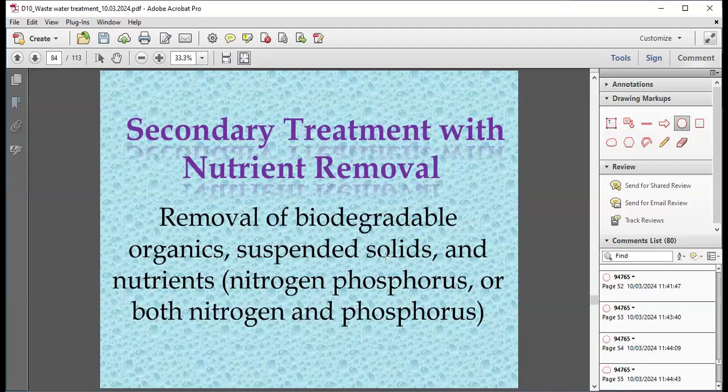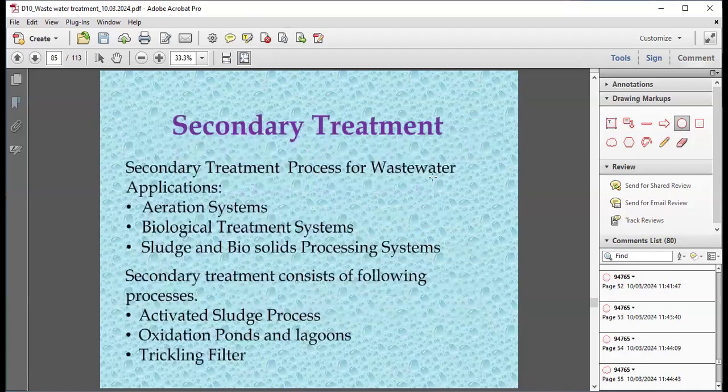So removal of biodegradable organics, suspended solids, and both nitrogen and phosphorus. Secondary treatment processes for wastewater application: aeration system, biological treatment system, sludge and biosolids. So do you know the meaning of sludge? Aeration means injecting the air. Injecting air means injecting the oxygen gas, right?